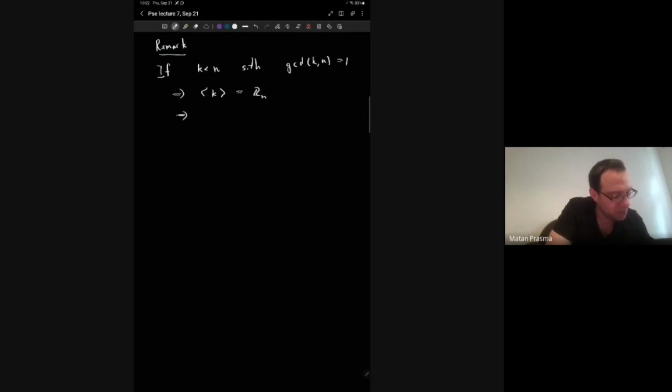So this means that there is some v such that, in particular, vk is equal to 1 modulo n. Which means that there is some u such that vk plus un is equal to 1. These u and v are called the Bezout coefficients.